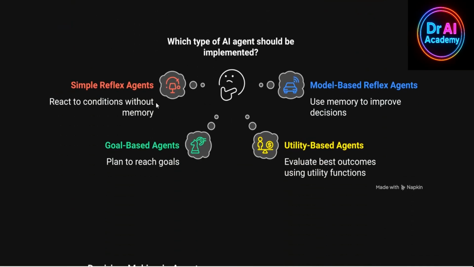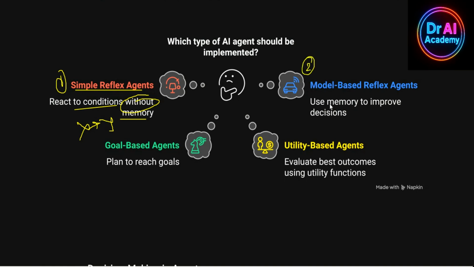Types of AI agents. Now let's look at different types of intelligent agents. Each one gets more capable and complex. 1. Simple reflex agents. These agents operate on condition action rules. If they see X, they do Y. Example: a thermostat. If temperature is below 18 degrees, turn on the heater. Simple logic, no memory.